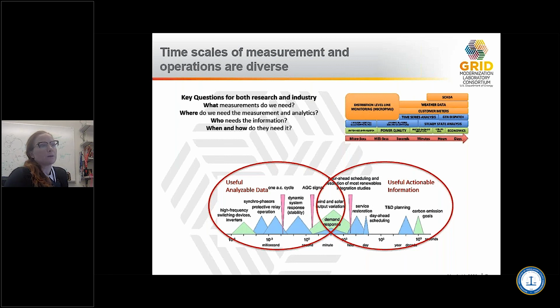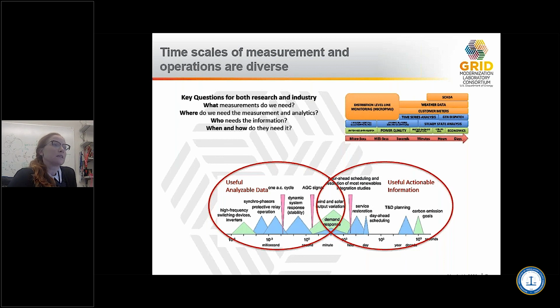And then we start to get up into useful information that is derived from those data sets, which would be day ahead scheduling, planning for transmission and distribution out from 6 months to 10 years, and scheduling of renewables, for example.